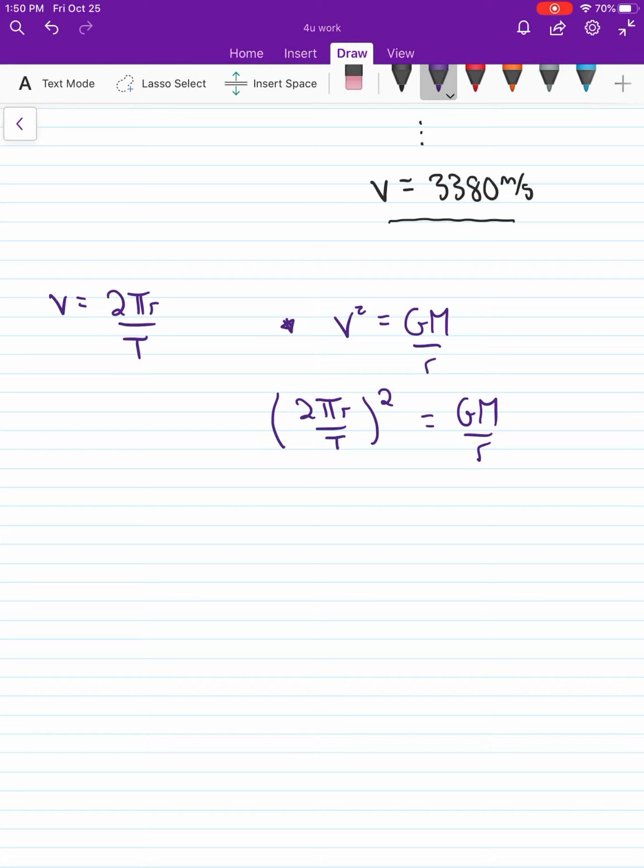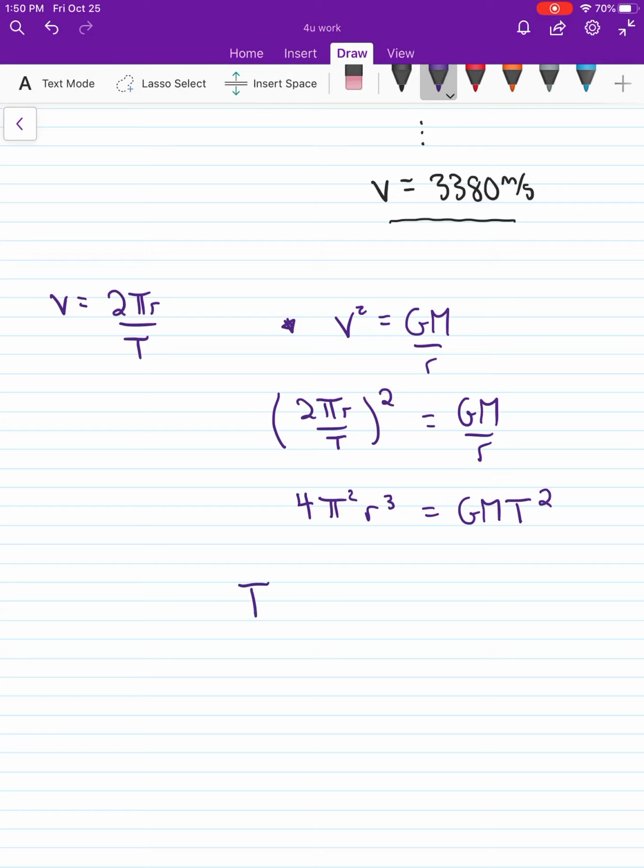When we clean that up, we get a 4, we get a pi squared, we get an r squared, and then the r on the denominator on the other side makes that an r cubed. The GM is still there, and if I flip the T to the numerator, we get a T squared on the right. This is a cool equation that connects radius to time period. In this one, we know everything but the time period.